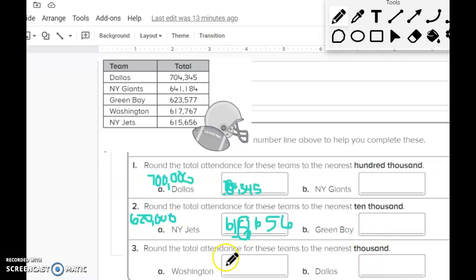All right, so now let's round it to the nearest 1,000. So let's see, Washington was 617,767. So on the place value, look to the right. 5 or more, raise the score. 4 or less, let it rest. So the 7 would make our other 7 raise the score. So we have 618,000. Notice we're always going to put zeros after all of it.